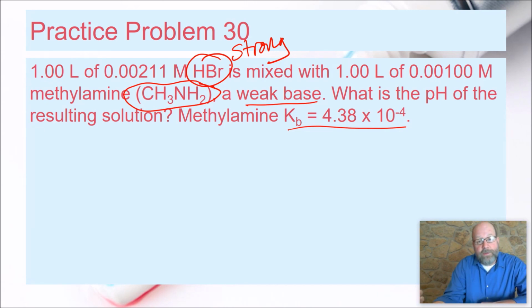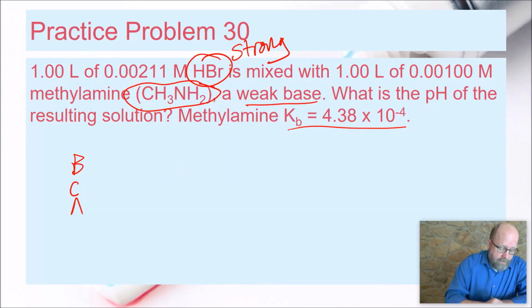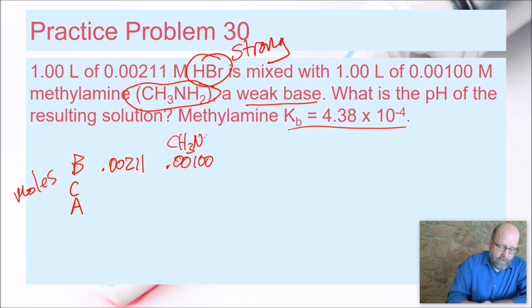Now we need to know which one's in excess. And the best way to do that is with the Chewbacca. So put my Chewy table in here. 1 liter, that makes this easy. So this is 0.00211 moles. Remember, this is moles. I'll write it in a minute. And then I've got 1 liter of this also. So that's 0.00100 moles of the methylamine, CH3NH2. HBr, so this is the hydronium because it's a strong acid. So it looks like the acid is in excess. So we're just going to neutralize this much of it using this base.